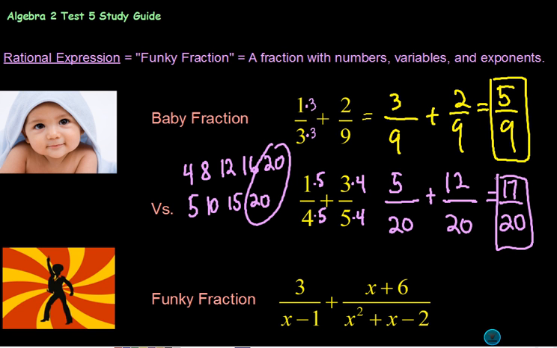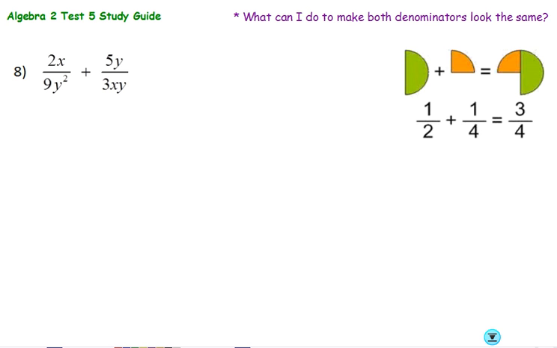So again, what you do with the baby fraction is really the same thing that you do with this funky fraction. The only difference here is that if you look at number 8, instead of just saying 3 and 9, we've thrown some x's and y's in there. You notice at the top right, the question I pose is, what can I do to make both denominators look the same? Because that's what we're really trying to figure out.